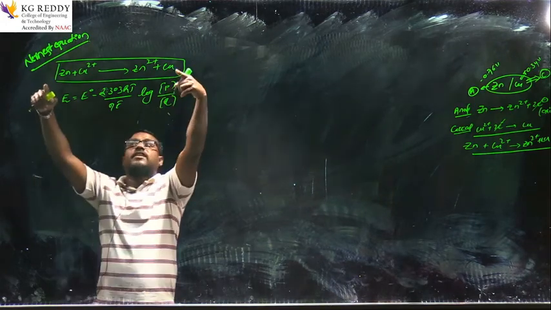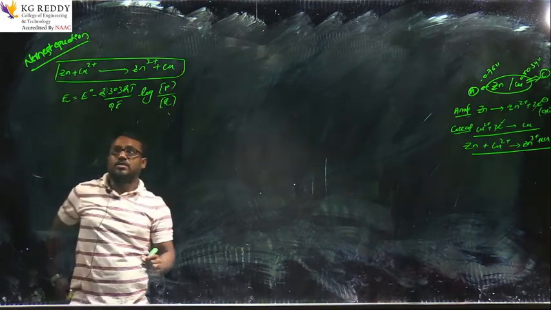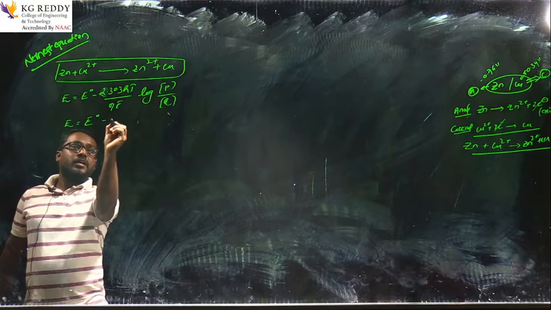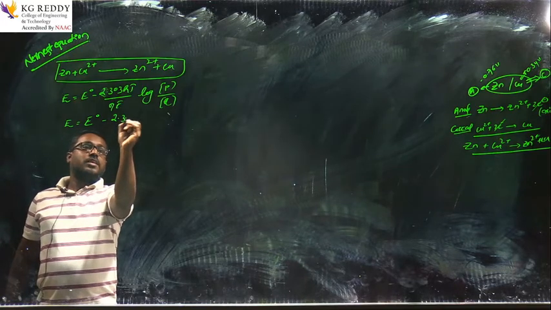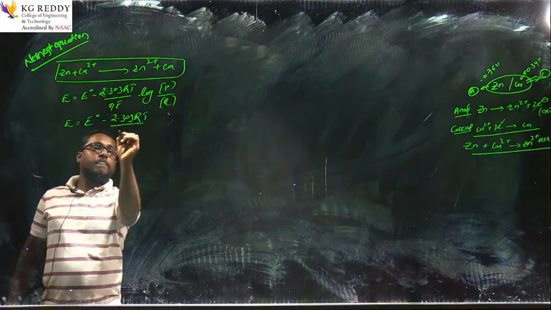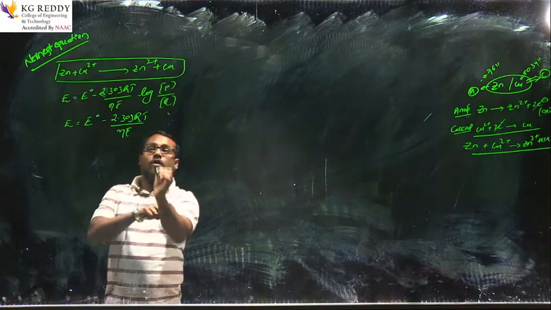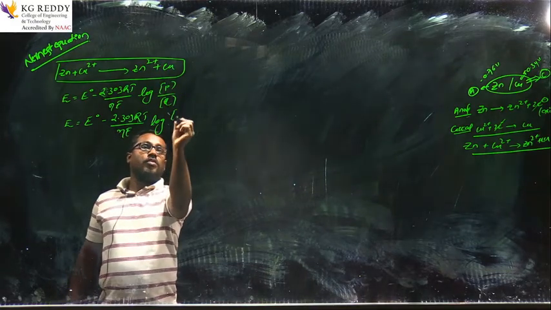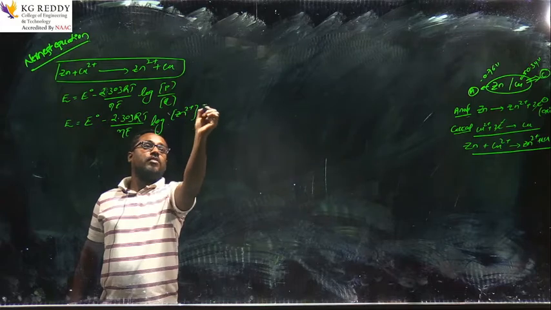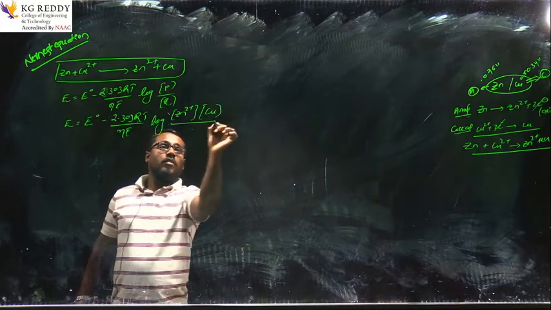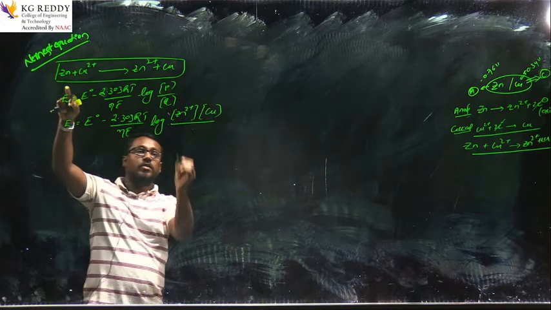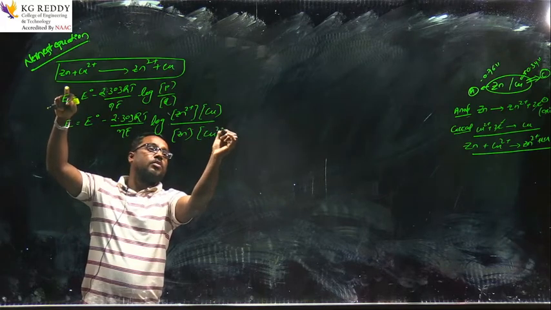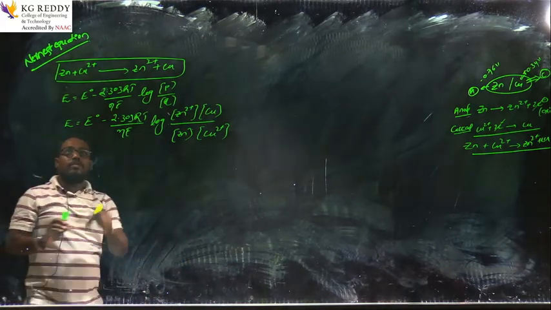Using this chemical reaction, we need to write the Nernst equation. How are we going to write? For example, E equal to E naught minus 2.303 RT by nF, and log of concentration of product, which means we need to take the concentration of Zn2+ and concentration of Cu, divided by the concentration of reactant, which means we take the concentration of zinc and concentration of Cu2+.